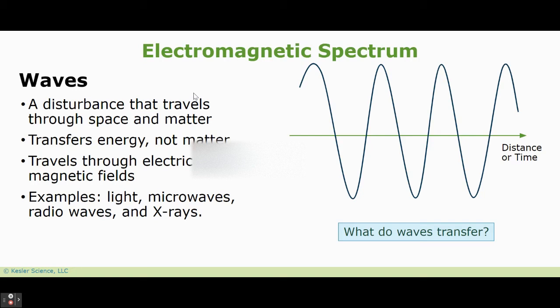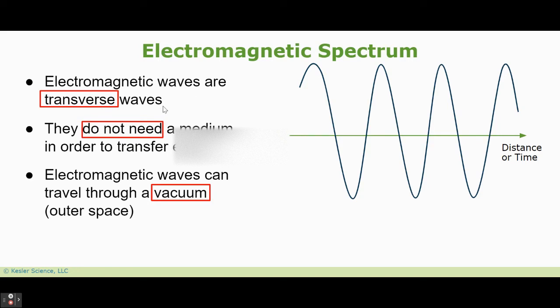All right, so some of this stuff is going to be reviewed because you've already learned about transverse waves. So remember that waves are a disturbance that travels through space and matter. They transfer energy, they do not transfer matter. They can travel through electrical and magnetic fields, and some examples are light, microwaves, radio waves, and X-rays.